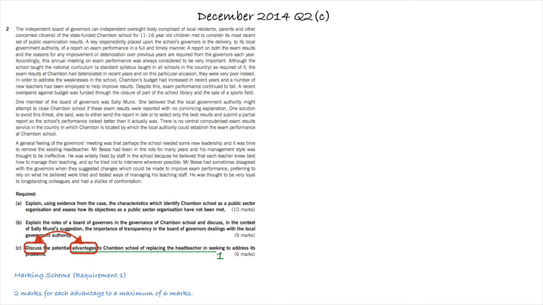So we'll do that in the context of the scenario and try to bring in some of the key points from there. So potential advantages. Again, I'm going to use a heading to try and keep track of how many I've talked about and to make sure that I don't repeat myself. So the first thing I'm going to talk about is a change in culture.